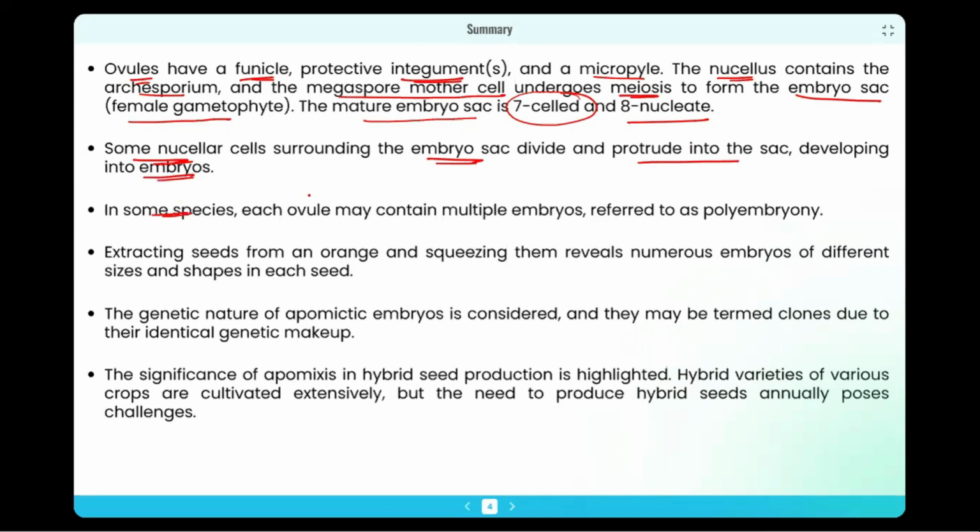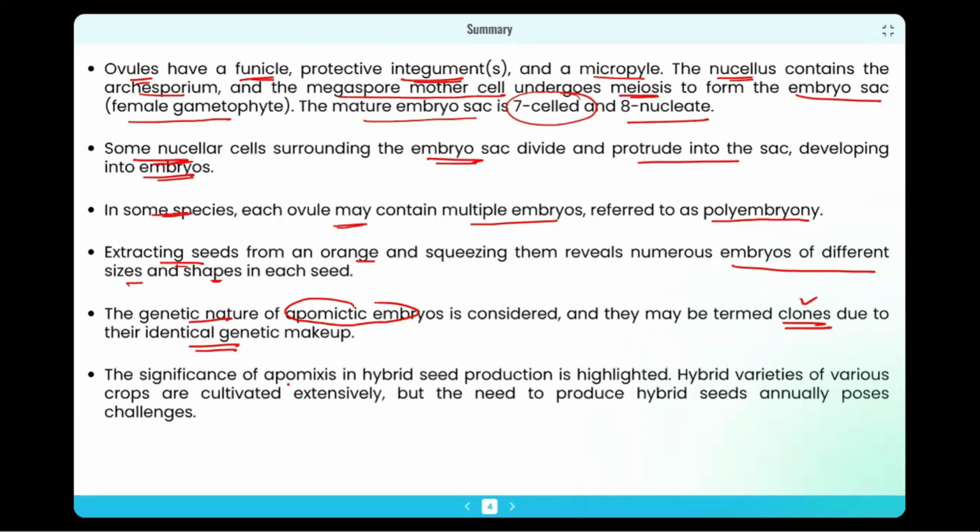In some species, each ovule may contain multiple embryos, and this is referred to as polyembryony. Extracting seeds from an orange and squeezing them reveals numerous embryos of different sizes and shapes in each seed. The genetic nature of apomictic embryos is considered, and they may be termed clones due to their identical genetic makeup, because they do not involve any fertilization. That means no fusion of gametes, so they produce clones.